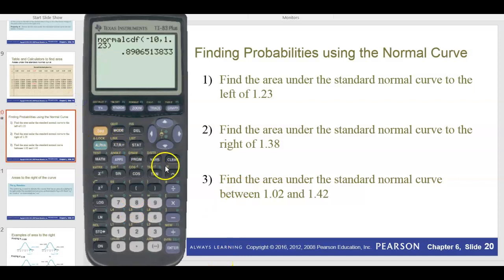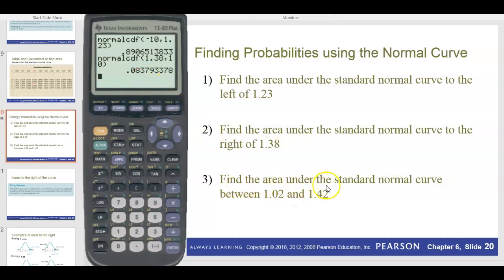I'm going to go second, vars, and I'm going to go down to normal CDF and press enter. And again, this is going to be different if you're working on a TI-84. Here, to the right of 1.38, my lower limit is 1.38, and I'm going to put a comma in there. My upper limit, I'm just going to put in positive 10. And I'm going to close those parentheses, and that would mean that to the right of a z-score of 1.38, that's 8.37% of the population.